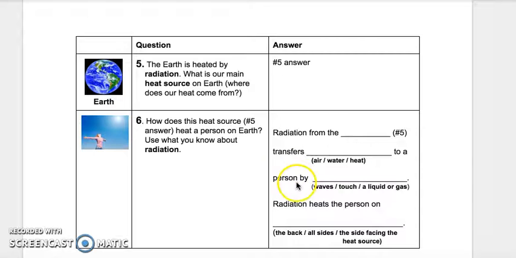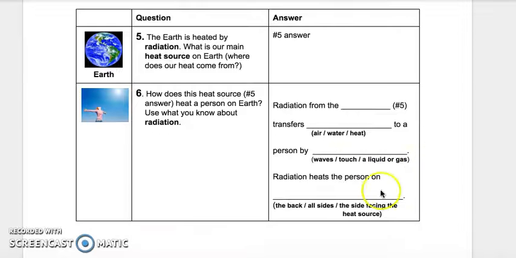So how does the person get hot? Is it by waves? Is it by touching something? Or is it by a liquid or a gas? Radiation heats the person on the back, on all sides, or on the side facing the heat source. You're going to write the words in here.